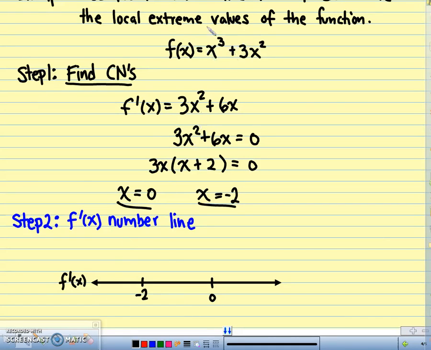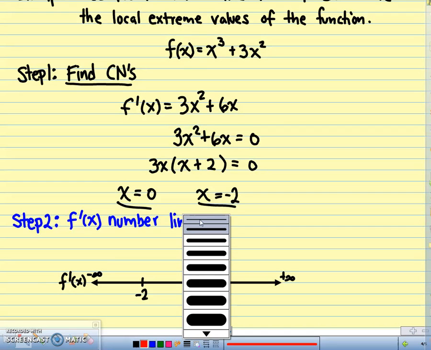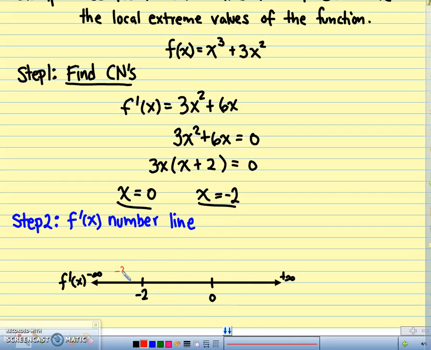Remember that this function is a polynomial function, x cubed plus 3x squared, so it's continuous everywhere. So this number line will go from negative infinity to positive infinity. So we have intervals from negative infinity to negative 2, negative 2 to 0, and then from 0 to positive infinity. Let's pick some test values, and let's keep it simple: negative 3, negative 1, and positive 1.